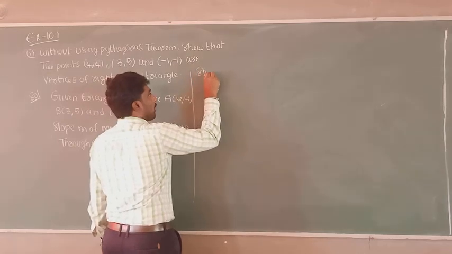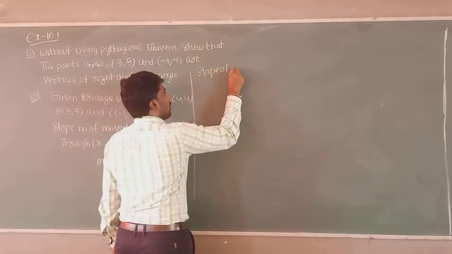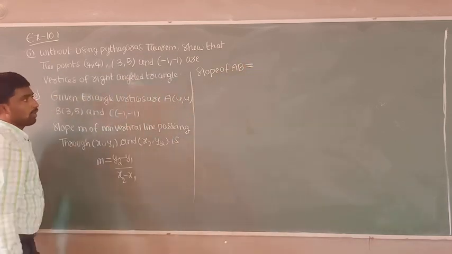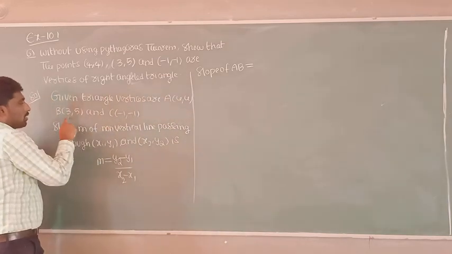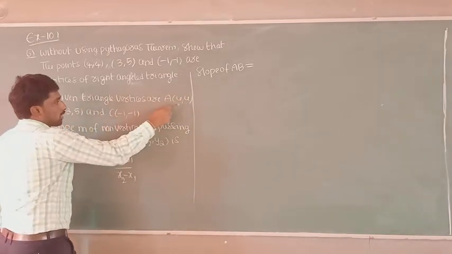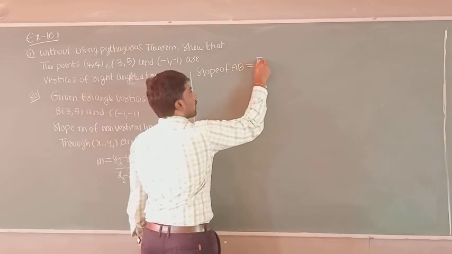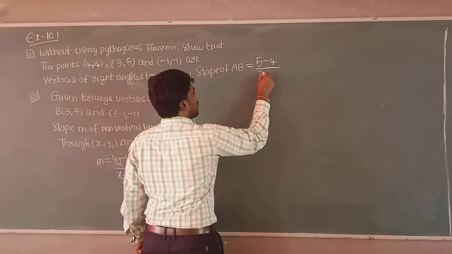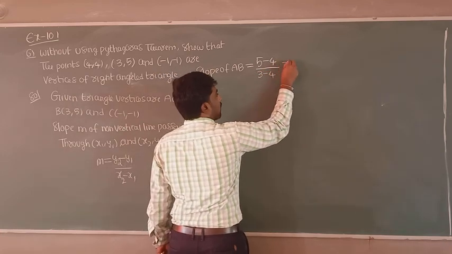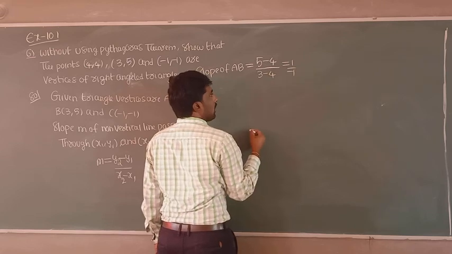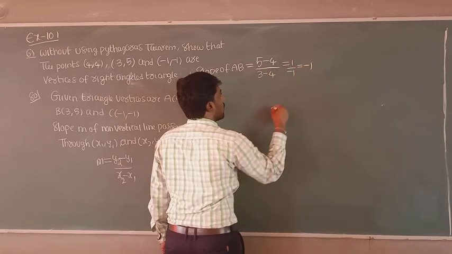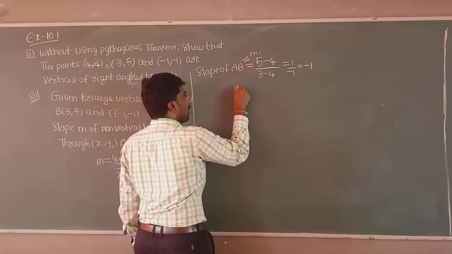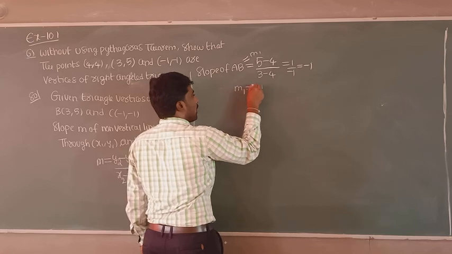Slope of AB. This is x1 y1, this is x2 y2. y2 minus y1 means 5 minus 4, by x2 minus x1, 3 minus 4. What do you get here? 1 by minus 1, so this value is equal to minus 1. The slope of AB you can denote as m1. So m1 equals minus 1.